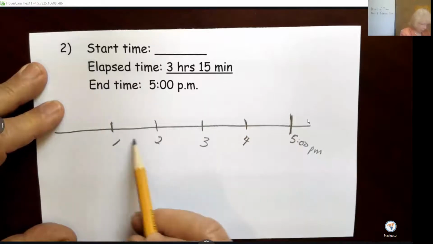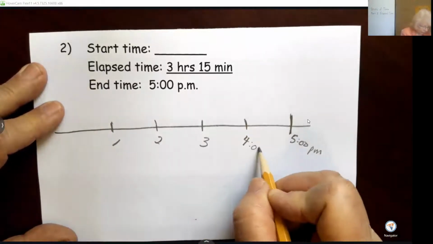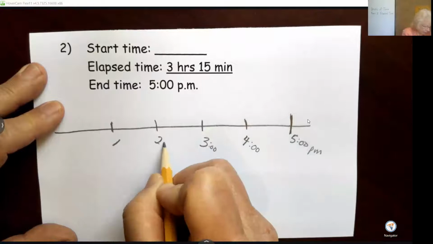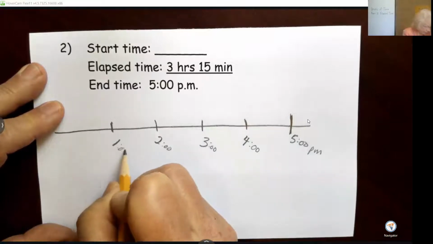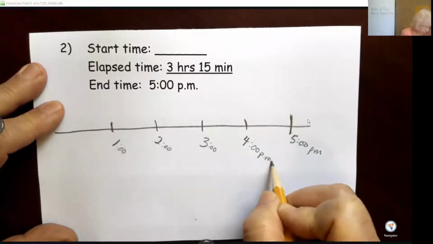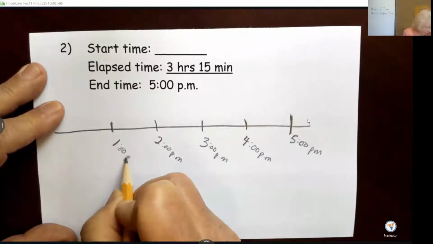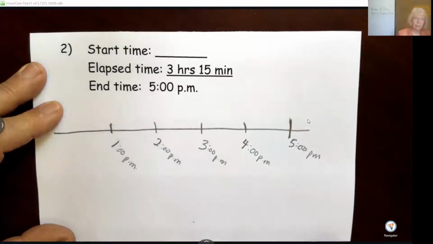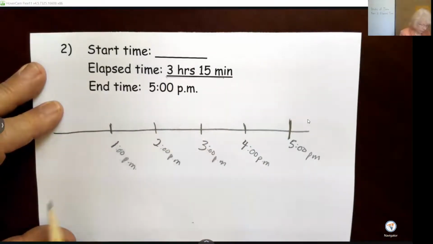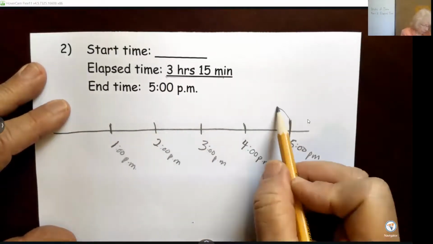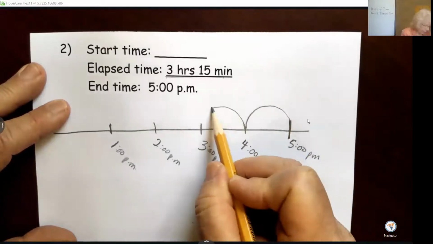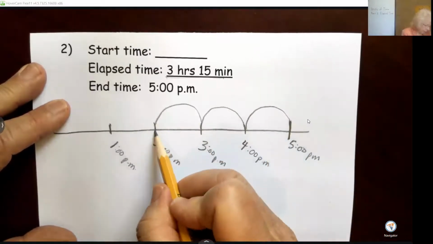And I often do it like this, where I don't put in the colon and the zeros and the AMs, PMs until later. That's okay. If you want to do it as you go, that's fine. But these are all PM. We didn't get back as far as noon. Okay, now I'm going to go back 3 hours and 15 minutes. Here we go. 1 hour, 2 hour, 3 hours.